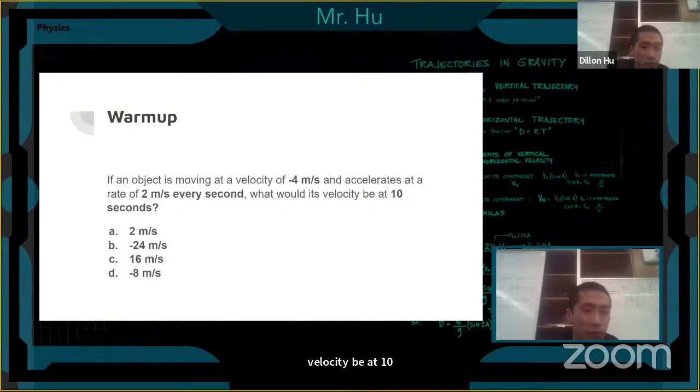Is it A, 2 meters per second, B, -24 meters per second, C, 16 meters per second, or D, -8 meters per second?